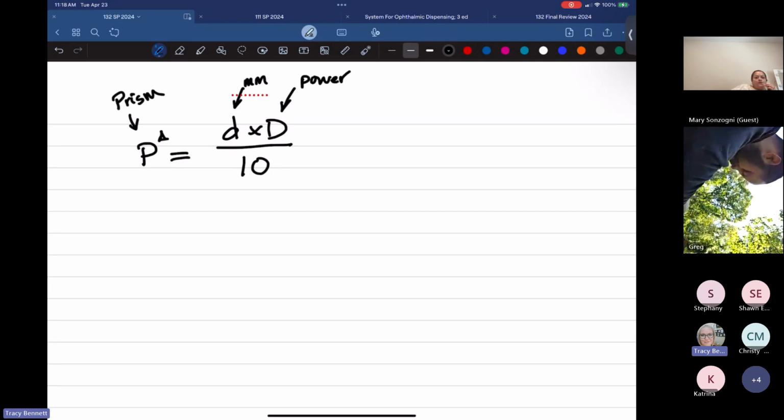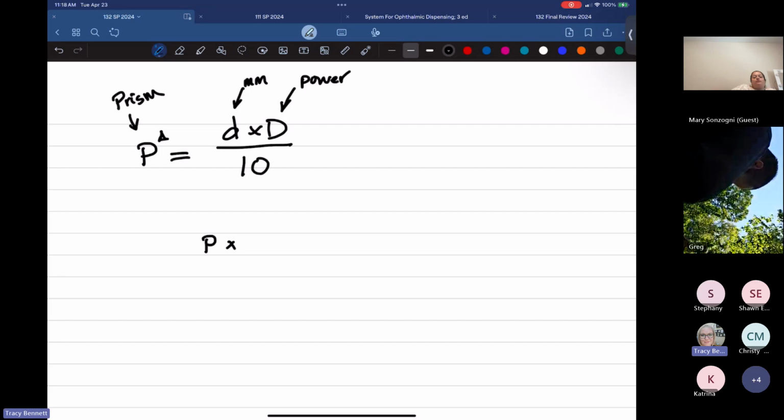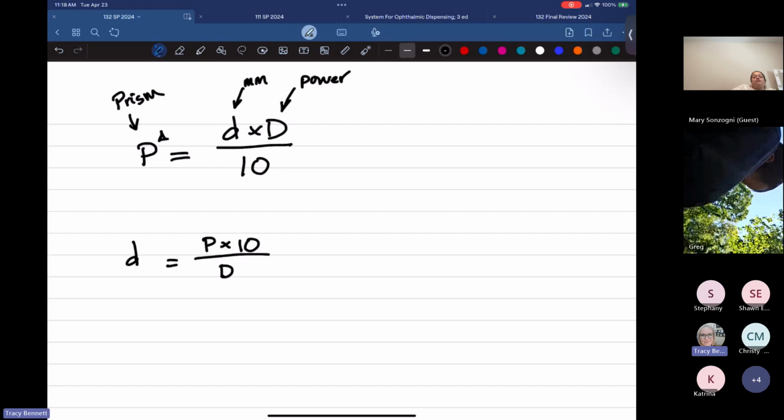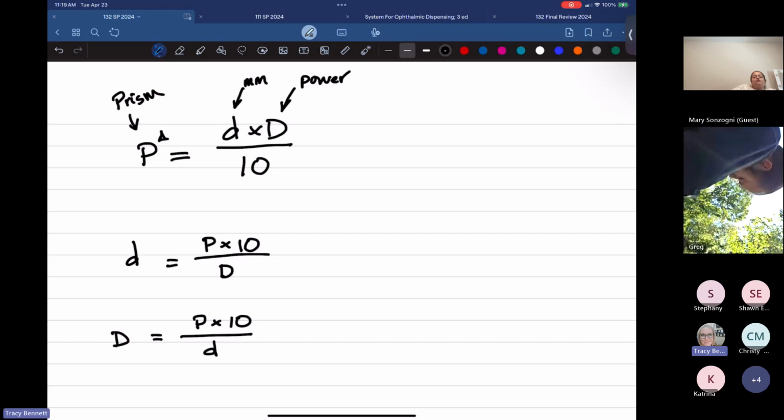Well, some questions are not going to give you the prism. They might give you the prism, and in that case you have the prism, and they might give you one of the other variables. So it's always going to be P times 10 on the top, and then the bottom will be whatever you have that will give you what you want. Same thing here, P times 10 divided by whatever I have will give me what I want. These two variables can just be swapped back and forth.